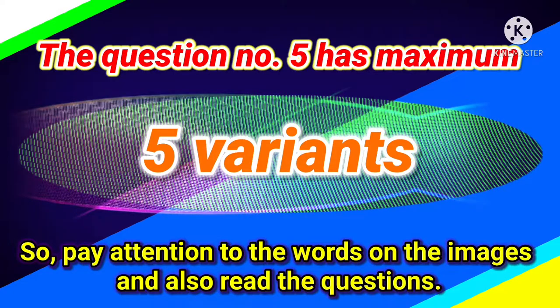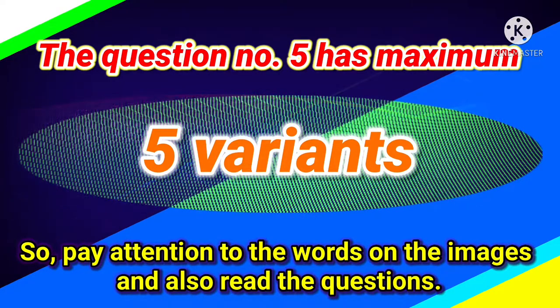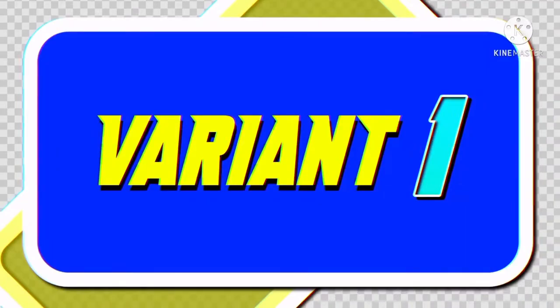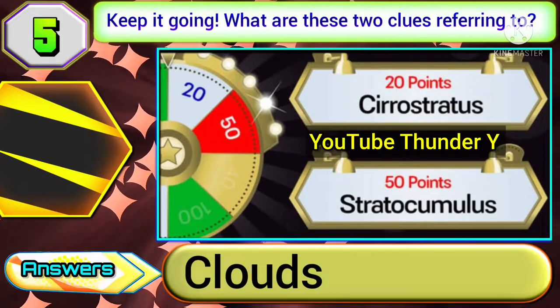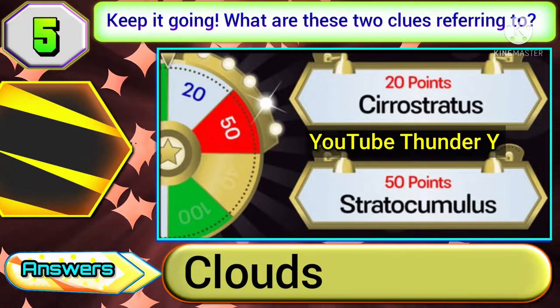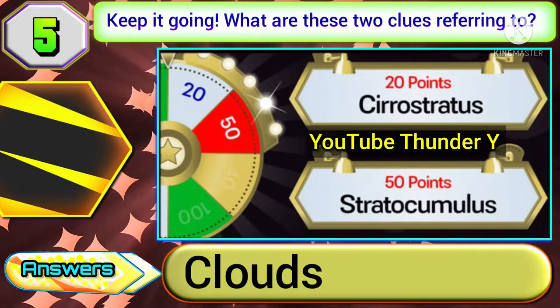Question number 5 has maximum 5 variants. So pay attention to the words on the images and also read the questions. So basically in variant 1, you need to select the option clouds, if you get the words on the image as cirrostratus and stratocumulus.